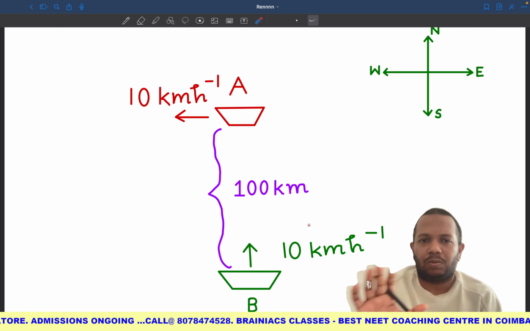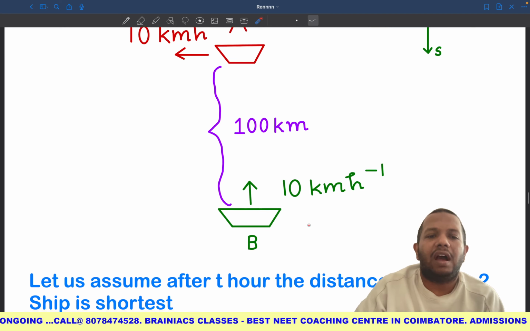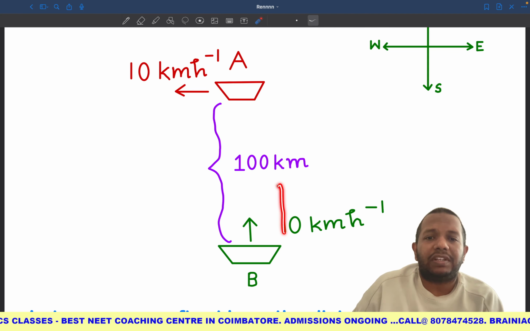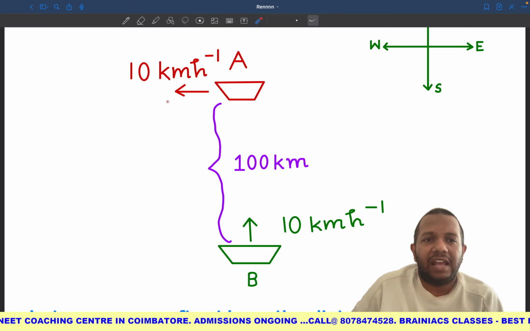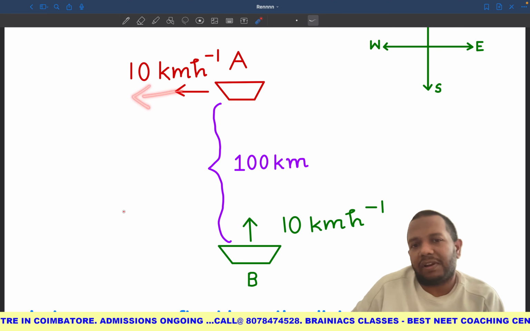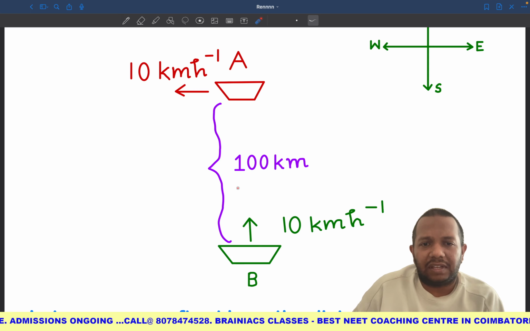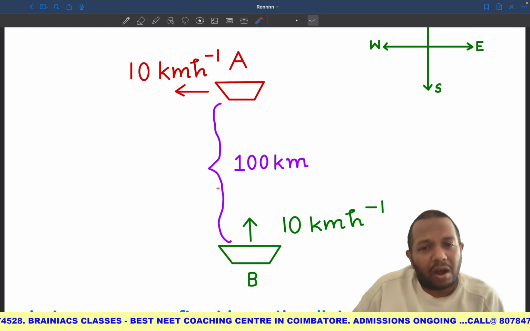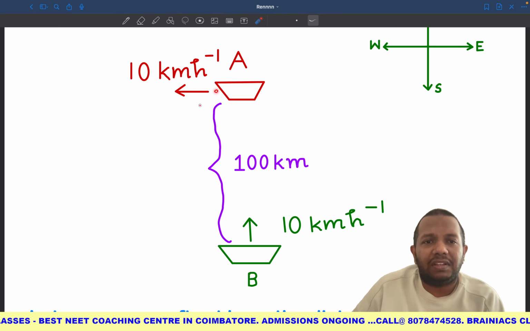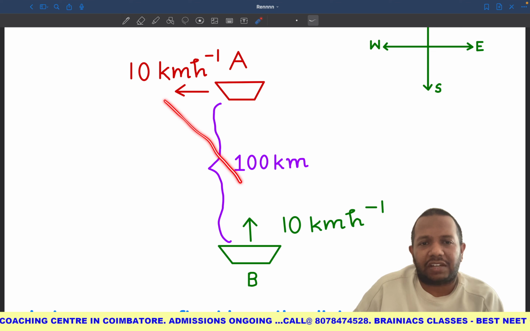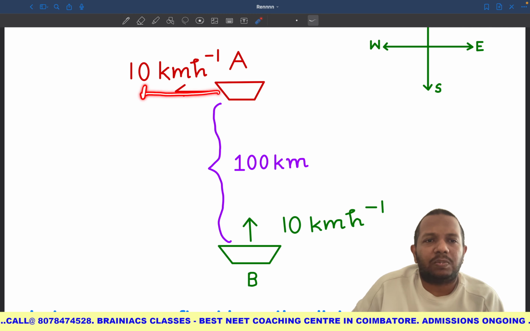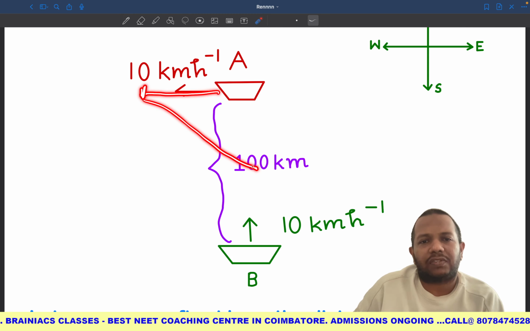So what is happening here? What the examiner is asking is, this ship will move with 10 kilometer per hour in this direction, and the other will move with 10 kilometer per hour in this direction. After some time t, they are asking after what time the distance between these ships will become the shortest. Maybe up to this point this one will move, and the other will move up to this much distance, and I can say this will be the shortest distance.